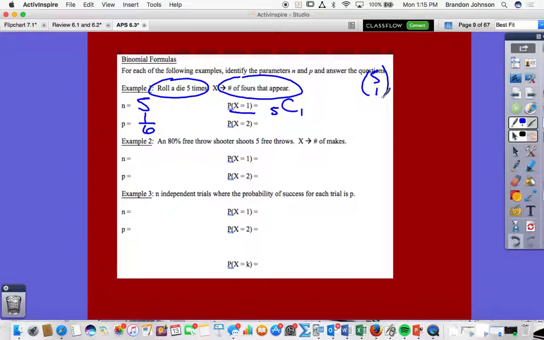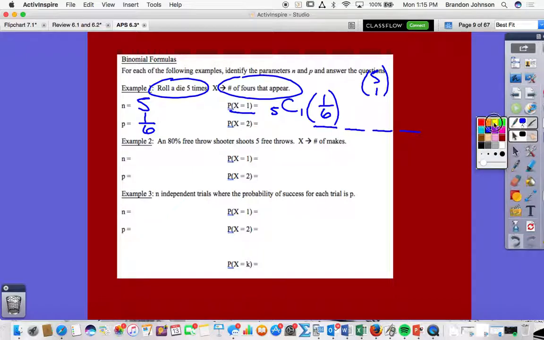Now, this isn't the only part that we have. How many times is the 4 going to be rolled? 1 time, right? So 1 out of what? 1 out of 6. I want 1 four, right? How many total rolls am I going to get? 5. So I have 1, 2, 3, 4.